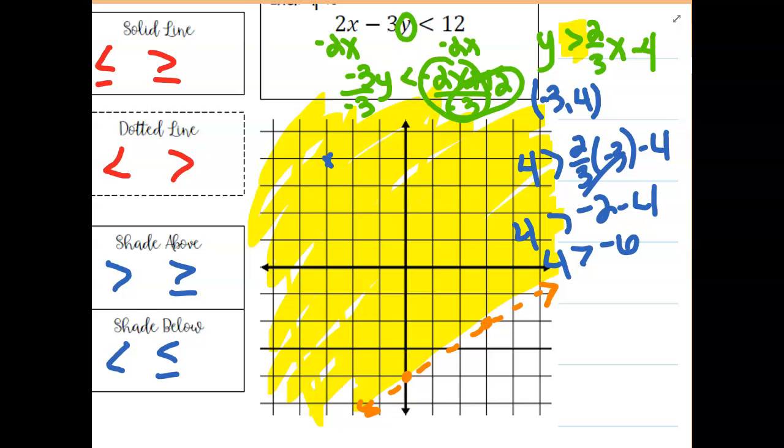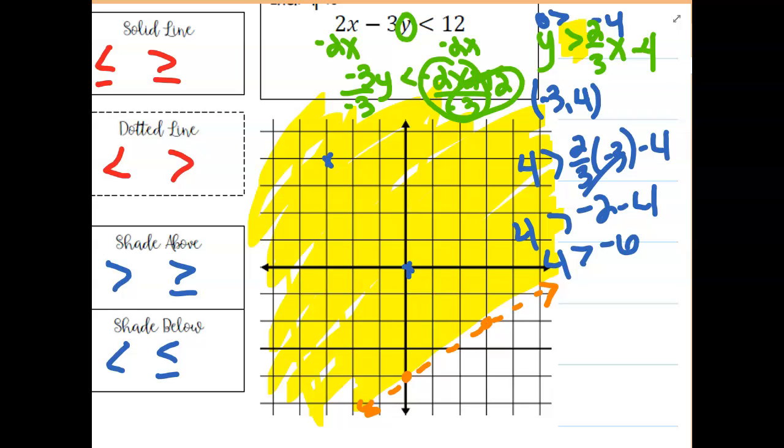See how it works? Every single point. You could pick every single one. You can pick 0, 0. That's an easy one to pick. 0 is greater than 2/3 times 0, which will just give you 0, minus 4. Is 0 greater than -4? Every single point here would work.